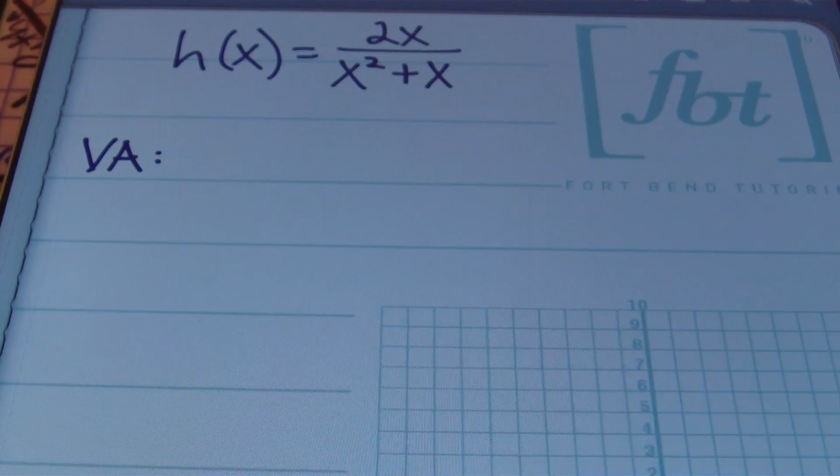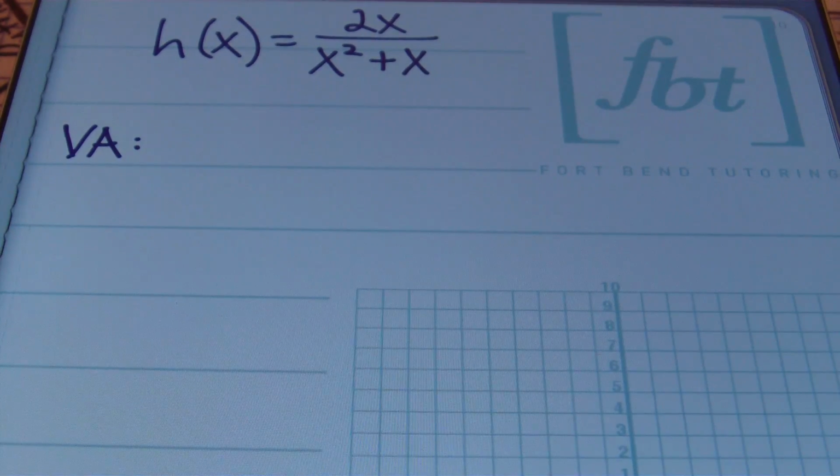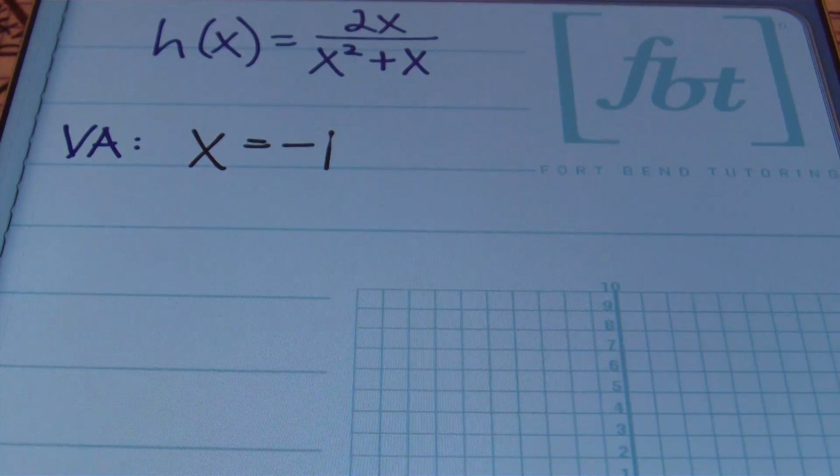And now we're going to graph this. Let's move on. So I have my original function here. It's h of x equals 2x divided by x squared plus x. I want to say that again. H of x equals 2x divided by x squared plus x. The vertical asymptote that we just found was x equals negative 1, and I'll be graphing this.